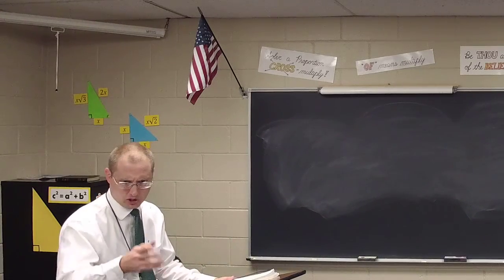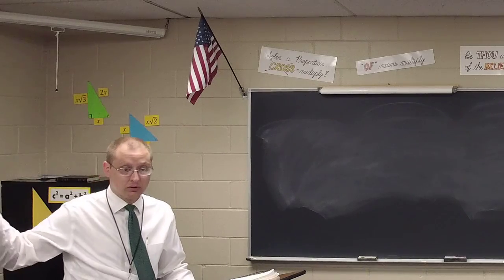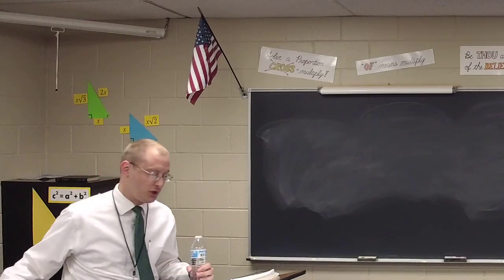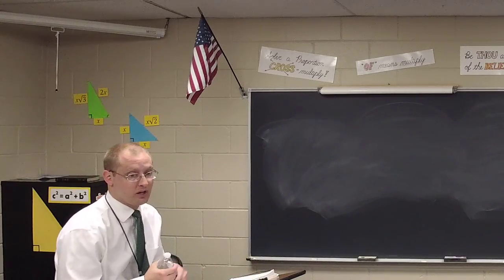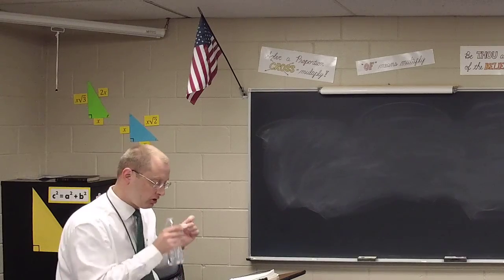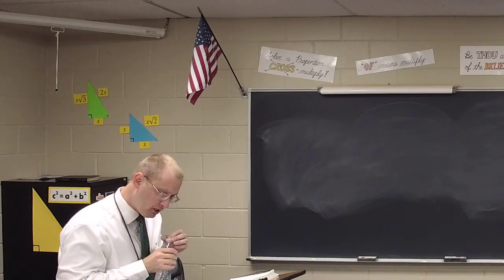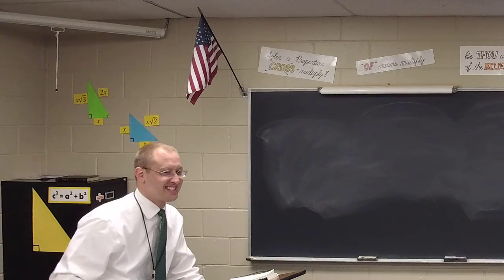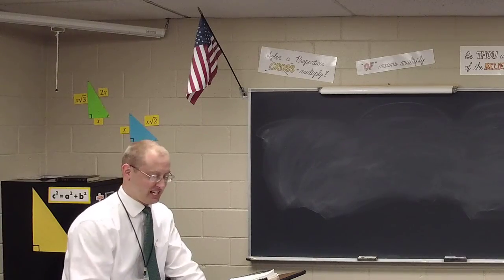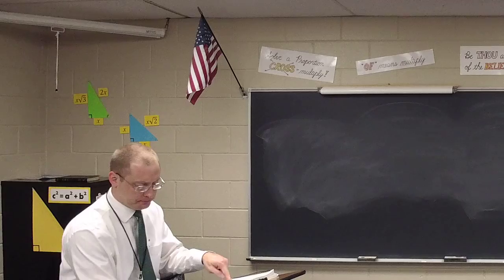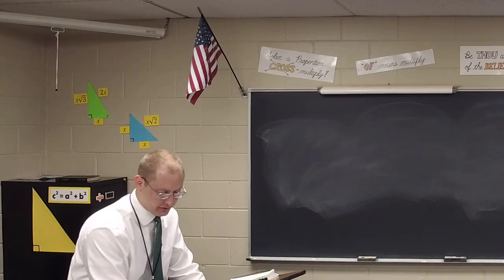What does standard position mean, Jamie? The vertex is at the origin. Good, vertex at the origin, and that the initial side is where? On the x-axis. Specifically, which side of the x-axis? The positive side. The positive side of the x-axis. Good. Vertex at the origin and initial side on the positive x-axis.